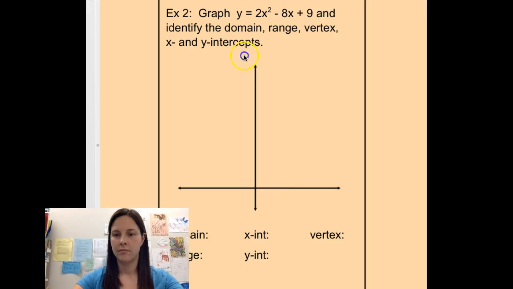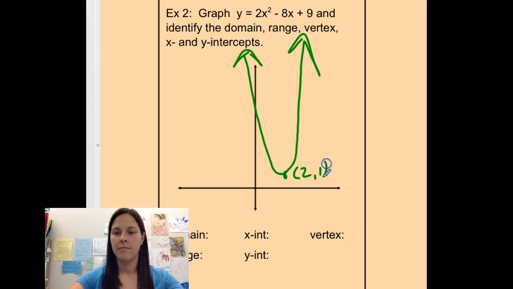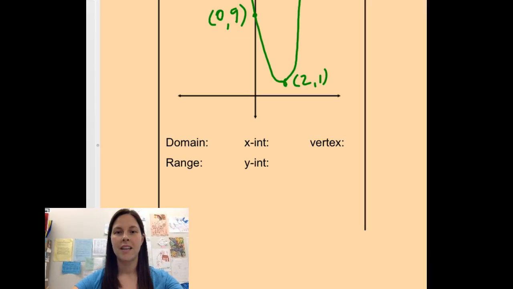Sketching this function. We had a vertex at 2, 1, and a y-intercept at 0, 9. Getting this information from the graph, the domain for all quadratic functions is always all real numbers. Our range, our graph opens up, so it's greater than or equal to the y-coordinate of the vertex. We had no x-intercepts. Our graph did not cross the x-axis. Our y-intercept up at 0, 9. And finally, the vertex of our graph was at 2, 1.